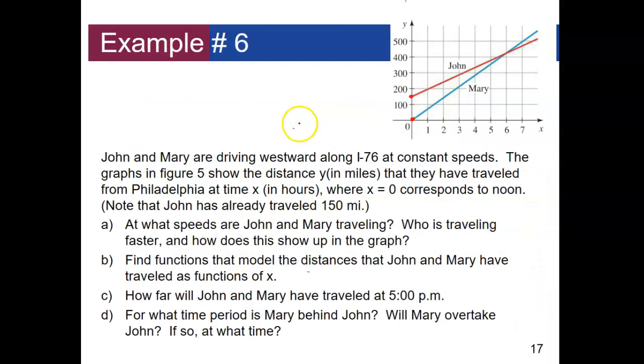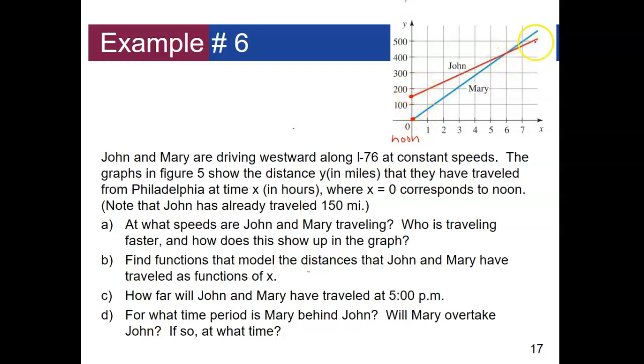Okay, for John and Mary on this problem, they're driving westward along I-76 at constant speeds. The graphs in the figure show the distance in miles that they have traveled from Philadelphia at time x in hours, where x equals 0 corresponds to noon. So this is going to be noon here. Note that John has already traveled 150 miles, so he's starting out already 150 miles further along the route than Mary, based on this.